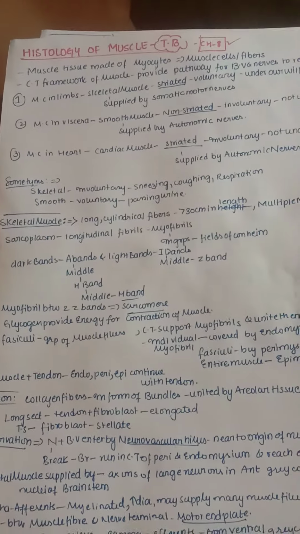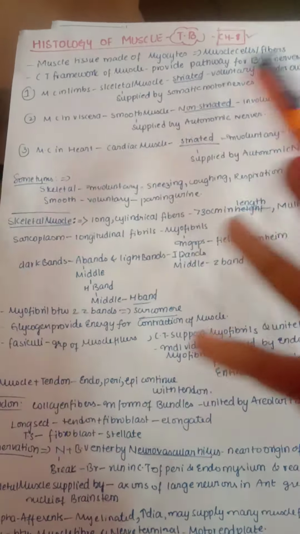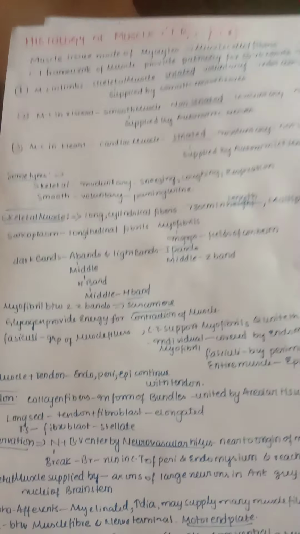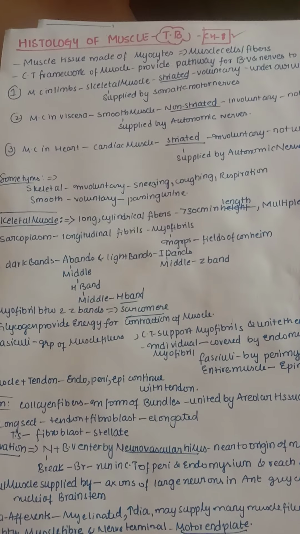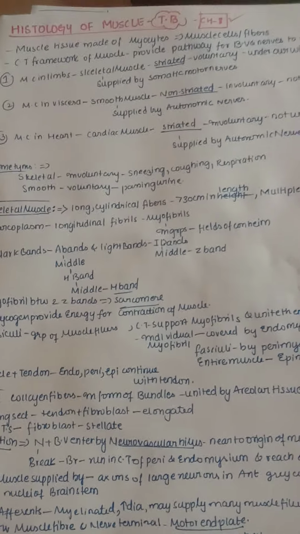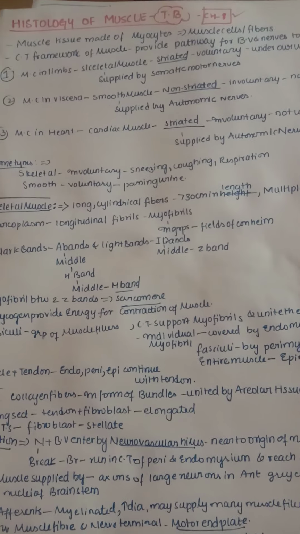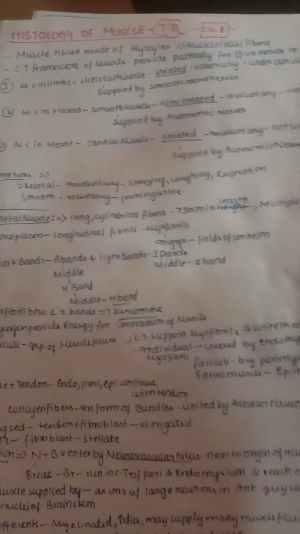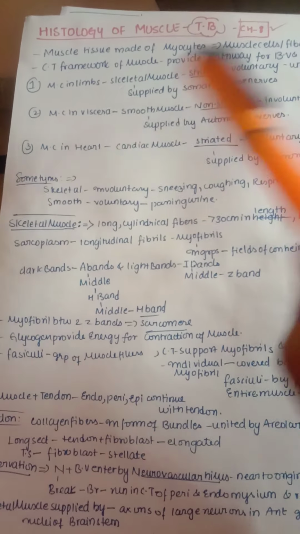With histology of muscles. So the muscle tissue is mainly made up of cells known as myocytes. These are nothing but muscle cells or fibers. So the connective tissue forms the framework of the muscle and it provides the pathway for blood vessels, nerves to reach the muscle fibers. So the most common muscle in a limb is our skeletal muscle, which is striated and it's voluntary, that is under our control, and it is supplied by our somatic motor nerves.